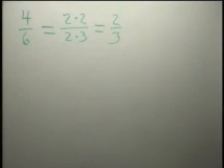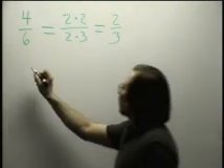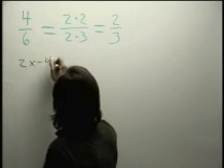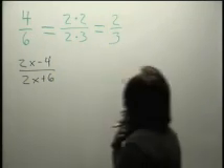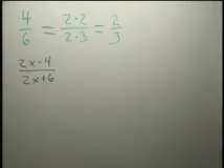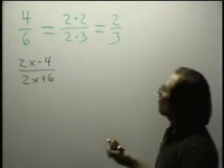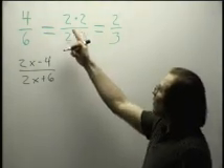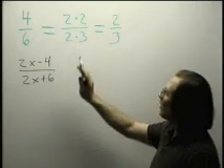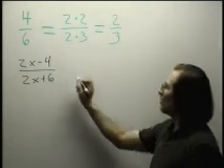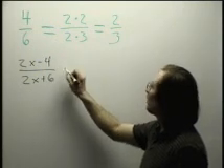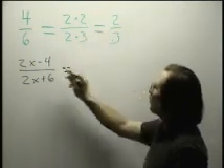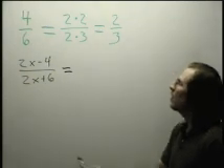Let's say we have 2x minus 4 over 2x plus 6. Well, just as we did here, we need to see if there are any factors that the numerator and the denominator have in common. So what we do is we factor the numerator and we factor the denominator, just like we did here, except we're factoring polynomials.